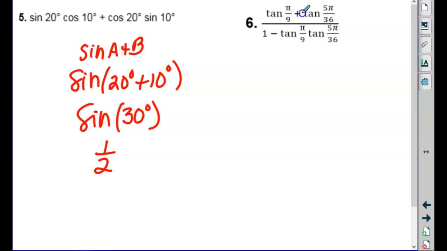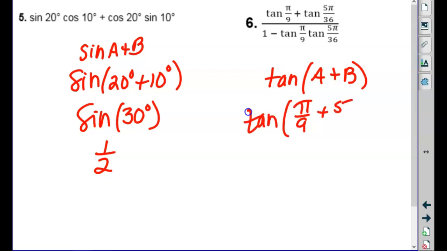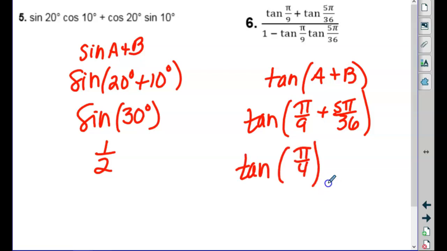Okay, what about this one? Tan plus tan over 1 minus tan tan. And what are A and B? Okay, use your calculator. What's 1/9 plus 5/36? Math, enter, enter. I think it's actually 1/4. So that means it's down to 1/4 pi. What's the tangent at pi over 4? Because it's square root of 2 over square root of 2, which is 1. All right.